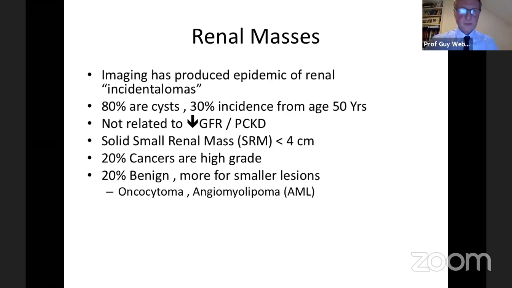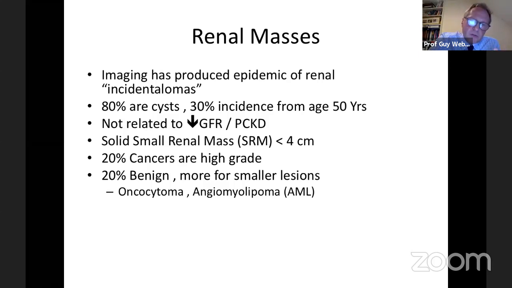So our imaging has produced basically an epidemic of what we call incidentalomas. They're found incidentally, they're not symptomatic. Most of them are cysts, and cysts are very common, with an incidence of probably more than 30% from the age of 50, and not necessarily related to low GFR and polycystic kidney disease, just related to natural aging of the patient and their renal parenchyma.